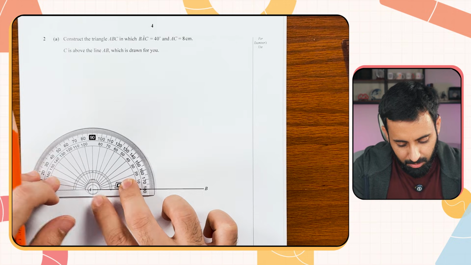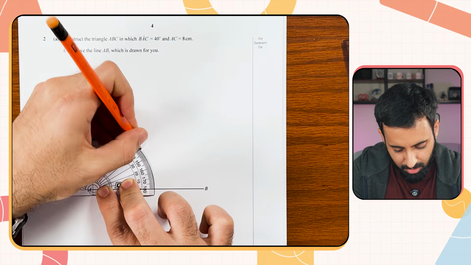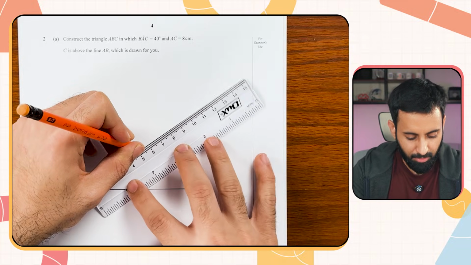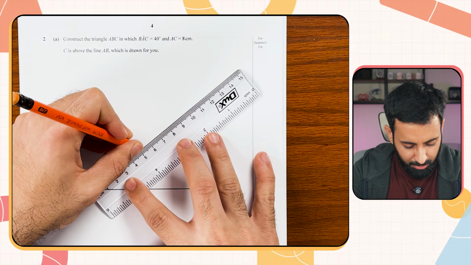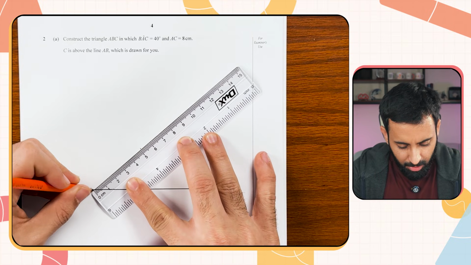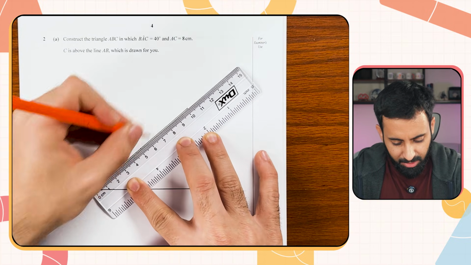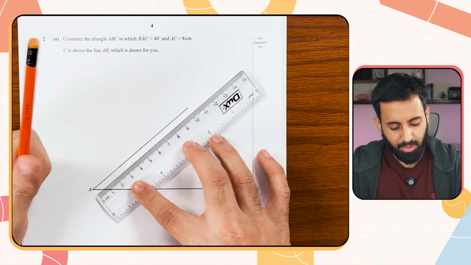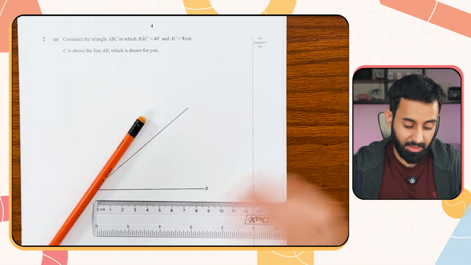So 40 degrees, that means it's going to be somewhere over here. Now we know what the length of this line is, but I'm not going to worry about that. I'm just going to make a random line. You can, however, make sure that it's 8 centimeters, as in you can stop over here, but that will make it a lot of things to watch out for immediately from the get-go.